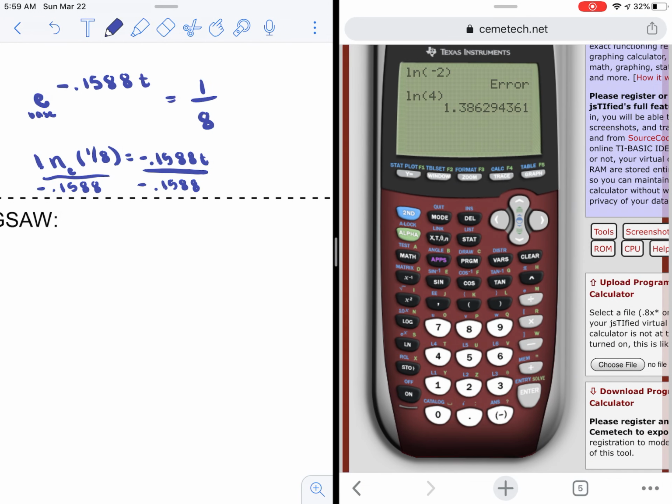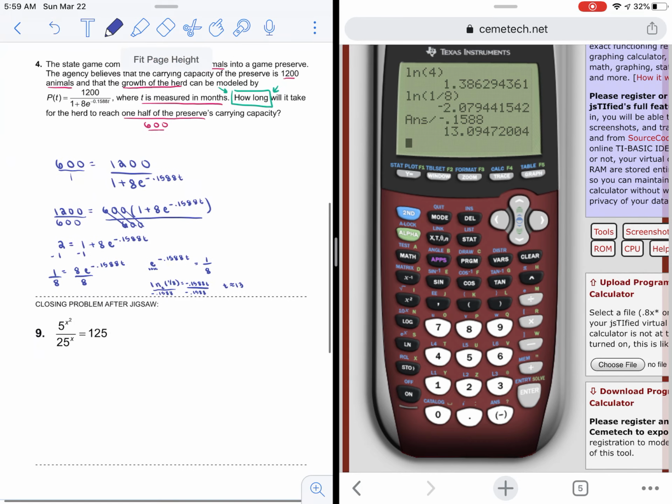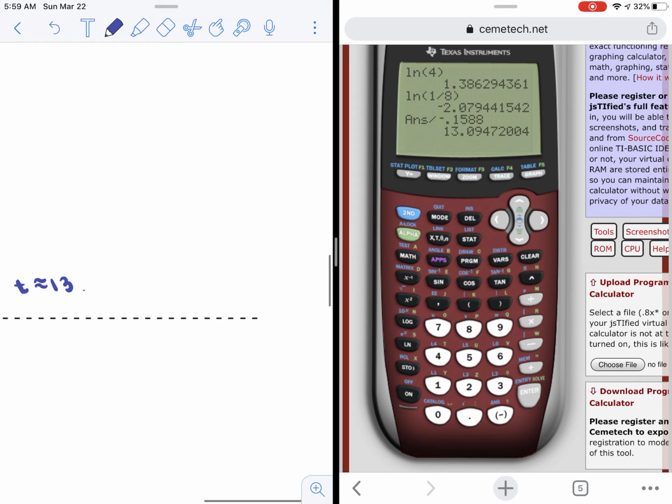So we can do natural log of 1 divided by 8, hit enter, and then divide that by the negative 0.1588, hit enter, and notice that I get T to be approximately 13 months. Does it say how to round? It does not, so we'll go with 1 decimal point there.